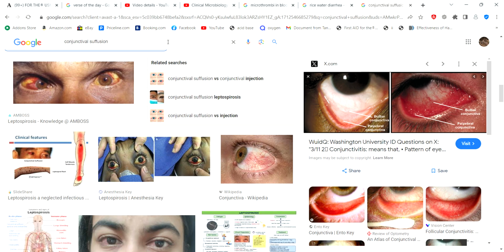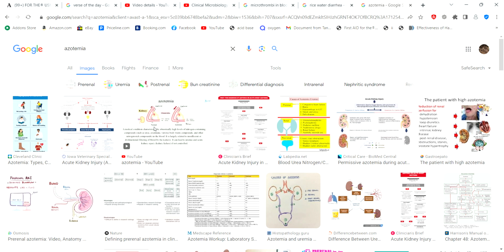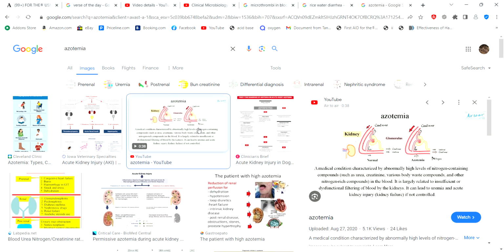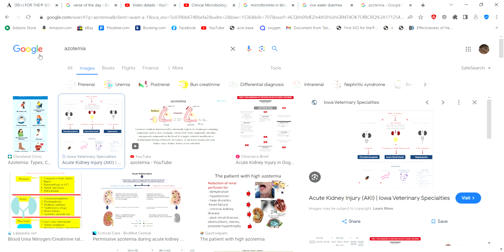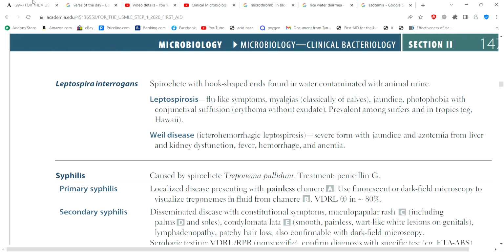Azotemia is a medical condition characterized by high levels of nitrogen-containing compounds such as urea, creatinine, and other nitrogen-rich compounds in the blood. So this is when waste builds up in your blood because the kidneys cannot work. So that is icterohemorrhagic leptospirosis, a severe form with jaundice and azotemia from liver and kidney dysfunction, fever, hemorrhage, and anemia.